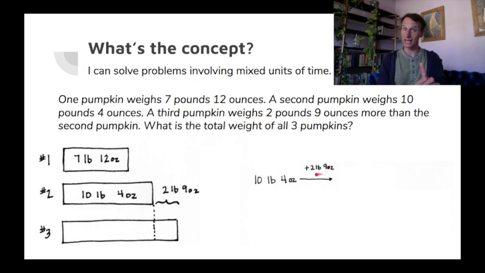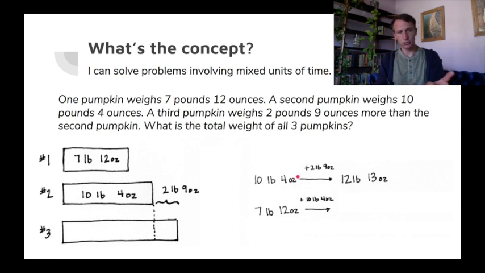Remember the arrow way we did way back in fractions? So we can do that with this as well. So 10 and 2 are 12, 4 and 9 are 13. That's not another pound, right? There's 16 ounces in a pound, so we don't have to decompose or do anything like that. But now we can add to it.